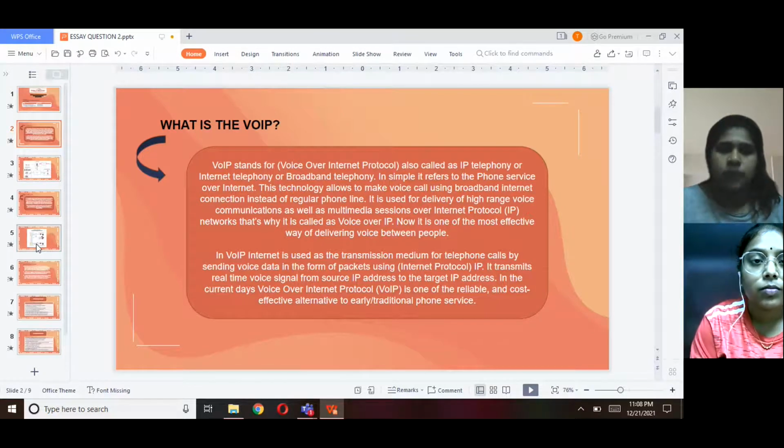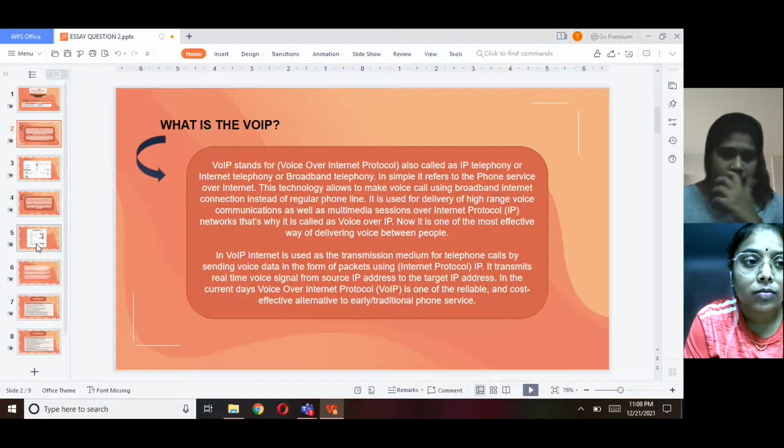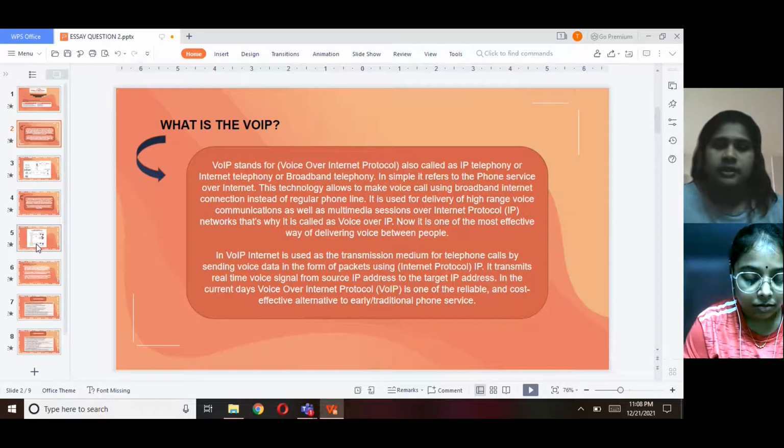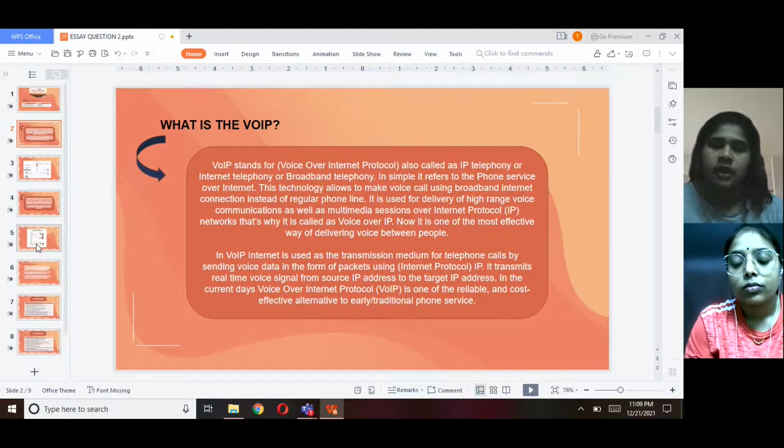What is VoIP? VoIP stands for Voice over Internet Protocol, also called IP telephony, Internet telephony, or broadband telephony. In simple terms, it refers to phone service over the Internet. This technology allows you to make voice calls using a broadband Internet connection instead of a regular phone line. It is used for delivery of high-quality voice communications as well as multimedia sessions over an Internet Protocol (IP) network. That's why it is called voice over IP.